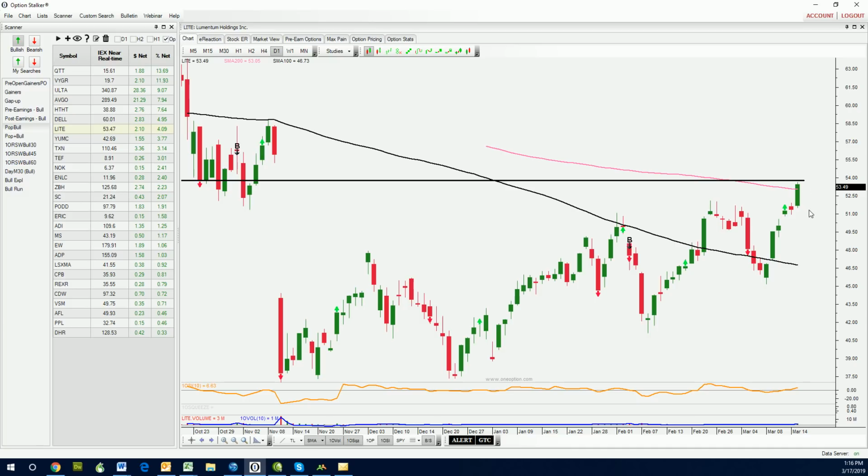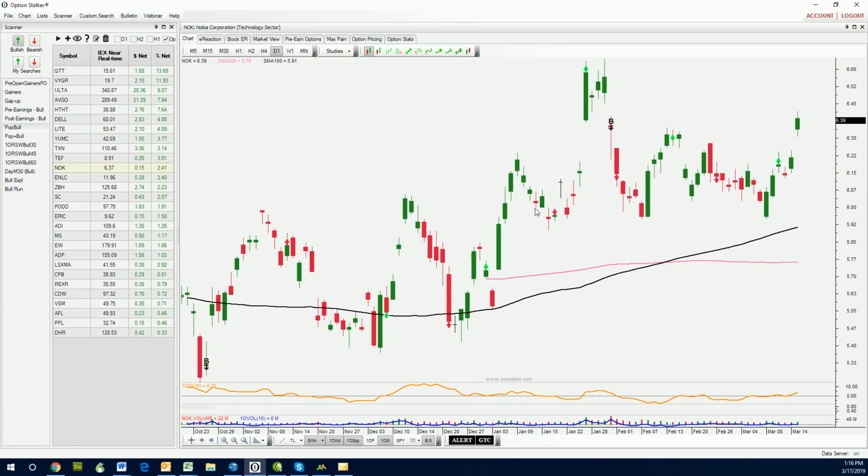And the reason that I like this right here and right now is because it's through that 200-day moving average. Not great options liquidity on this one, but the stock does move well. So we'll continue to look down. NOK, Nokia, too choppy for me. Don't care for it.